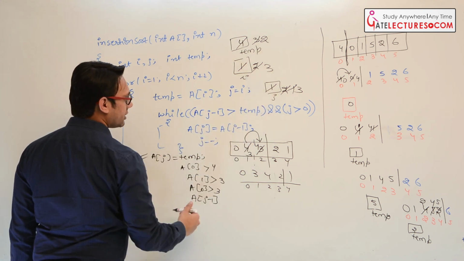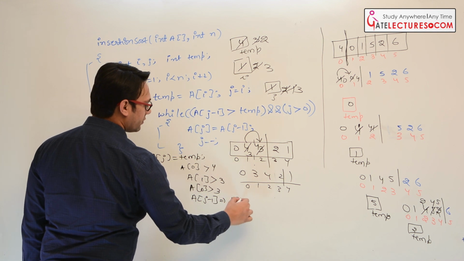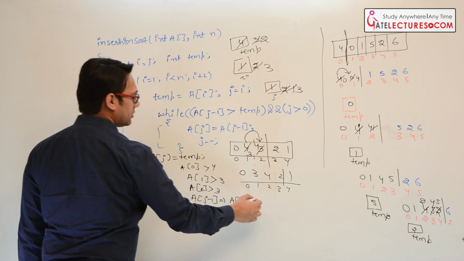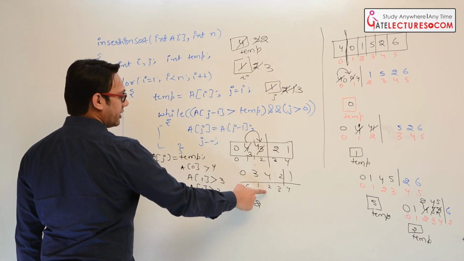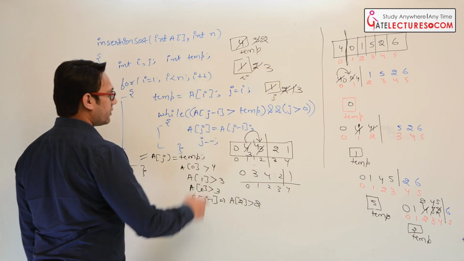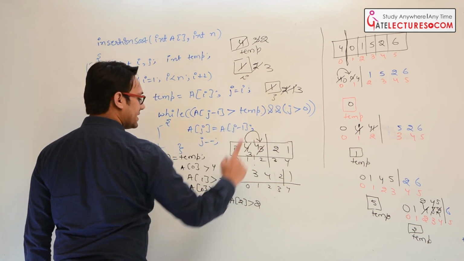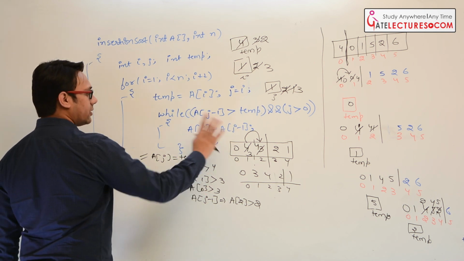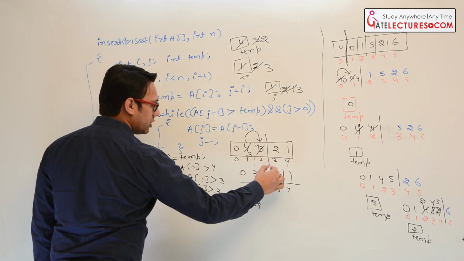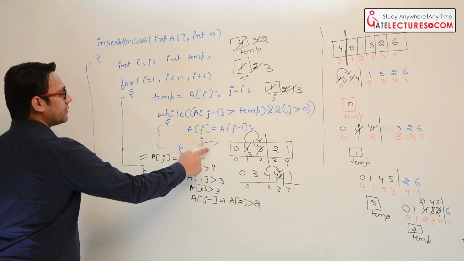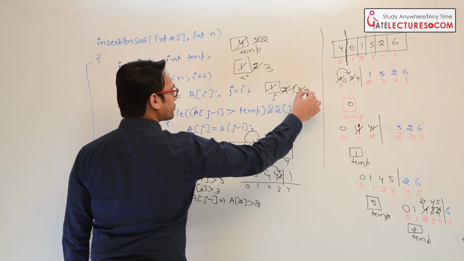The value of j is 3, so it means a of 2 is greater than temp. The value stored in temp is 2. What is the value stored in index location 2? It is 4. Yes, 4 is greater than 2, therefore this condition is true. And j is greater than 0? Yes, so a of j is equal to a of j minus 1. That means you have to copy this value here, so 4 will come here. Next time the value of j will become 2.